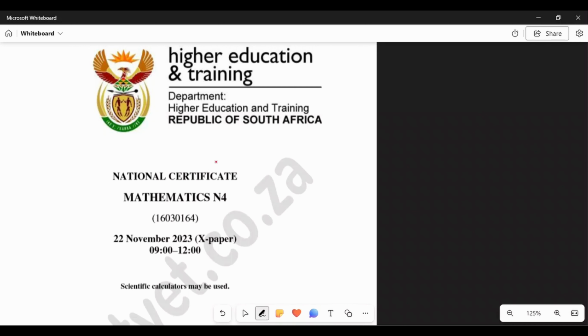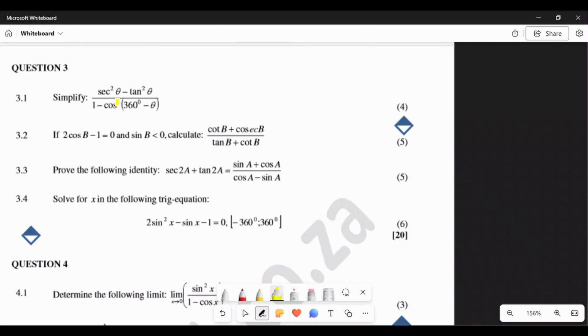All right, so let's look at question 3. This is our question 3. As you can see, question 3 consists of 3.1, 3.2, 3.3 and 3.4. These are the questions that are in this question.